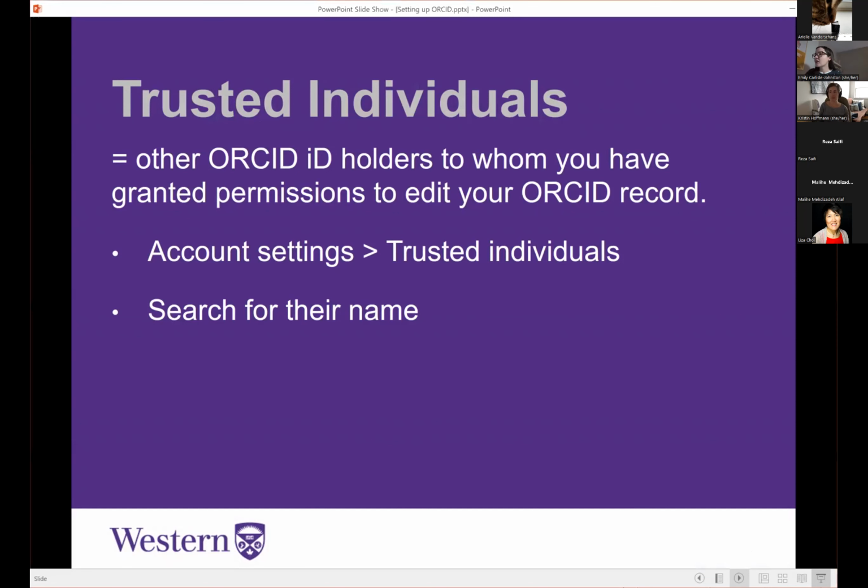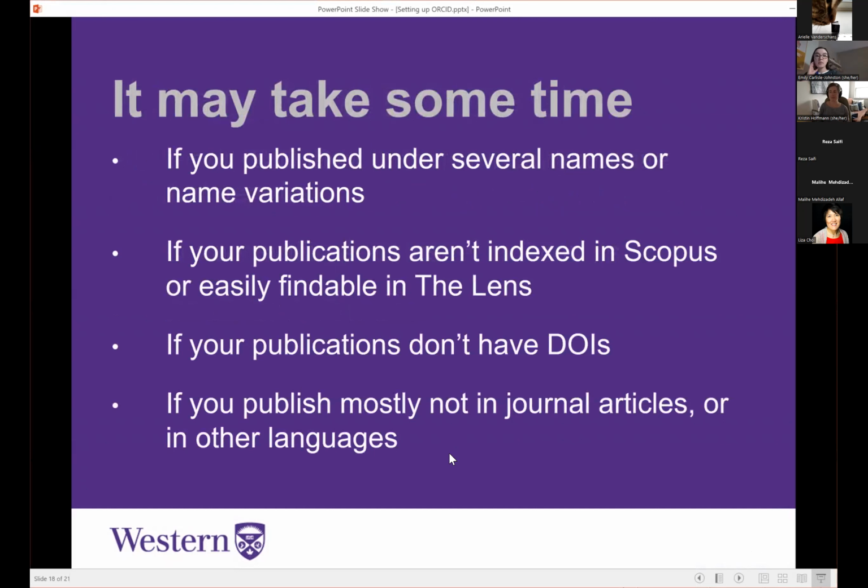And then the last thing I'll say here is that it may take some time to add works to your profile, especially if you've published under several names or name variations, and we've seen some examples of that. If your publications aren't indexed in Scopus or easily findable in the Lens, you have to try some of the other tools. If your publications don't have DOIs, and I think there was a question about that in the chat, and if you publish mostly not in journal articles or in other languages.